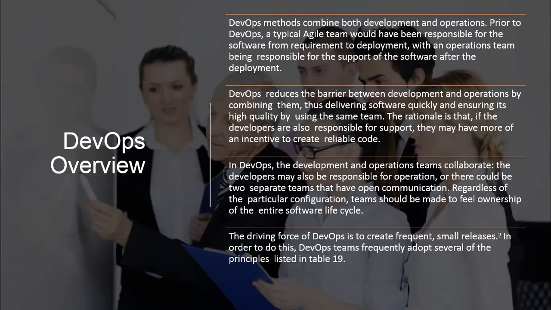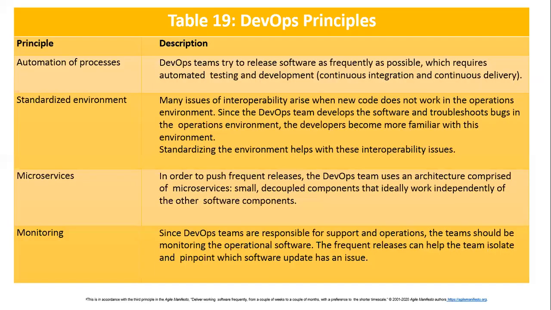The driving force of DevOps is to create frequent small releases. In order to do this, DevOps teams frequently adopt several of the principles listed in Table 19. Let's go to Table 19. So the principles: automation of processes, standardized environment, microservices, and monitoring. Let's take a look at these really quick.